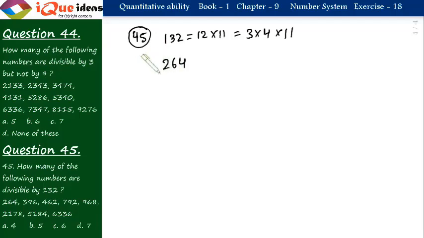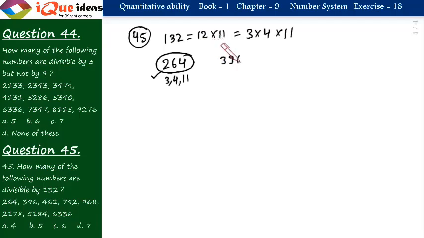Now the first number is 264. Is it divisible by 3? In fact, if you look at it closely, it is double of 132, that is 264. Or let's check it one by one. Is it divisible by 3? 2 plus 6, 8 plus 4, 12. So it is divisible by 3. Is it divisible by 4? The last two digits 64. So it is divisible by 4. Is it divisible by 11? 2 plus 4, 6 minus 6, 0. So it is divisible by 11. So 264 is one of the correct answers.